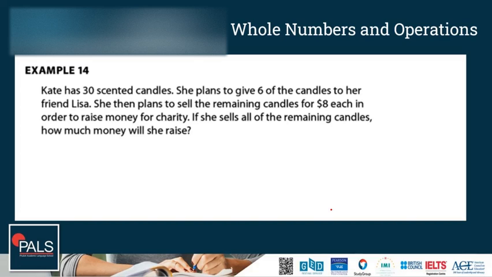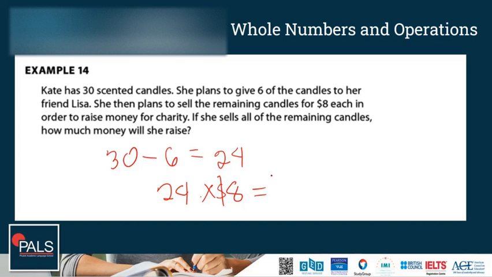So let's try. After Kate gives Lisa 6 candles, she has 30 minus 6, which is equal to 24 candles remaining. She will sell each of these for $8. So the total will be the remaining 24 candles times $8. The answer is $192. So the answer is $192.